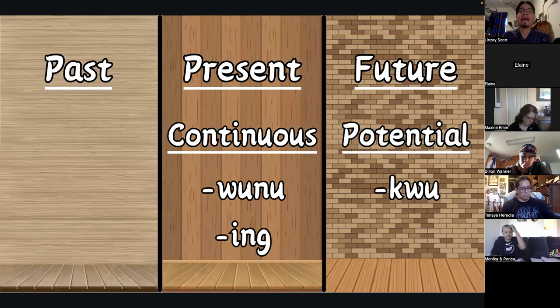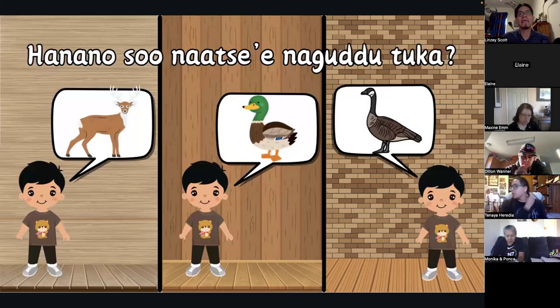So if I ask, Hanano sunatsi naguda tuka? This is the same question I asked previously, but we have a new word here. Nagud. Nagud means goose. Hanano sunatsi nagud tuka. When does the boy eat goose? And as you see in this image, the goose is on the right side.